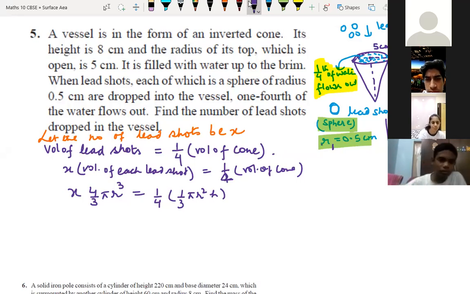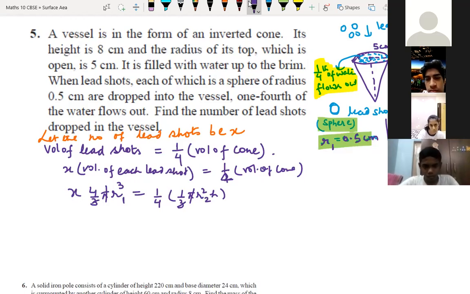If there are different types of radius, then don't write just R and R, you just name them R1 and R2. So put here the volume of each lead shot. A lead shot is nothing but a sphere, that is R1, and here write R2. Now you have to find X over here. Now see, this pi will get cancelled. 3 will get cancelled. How to write in an easy method?